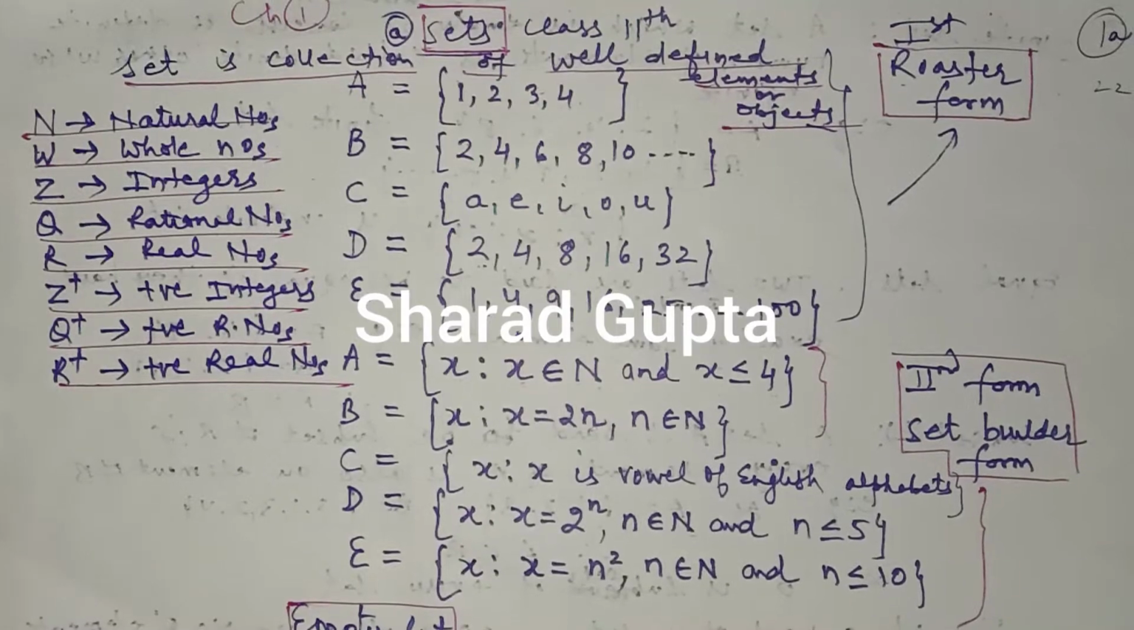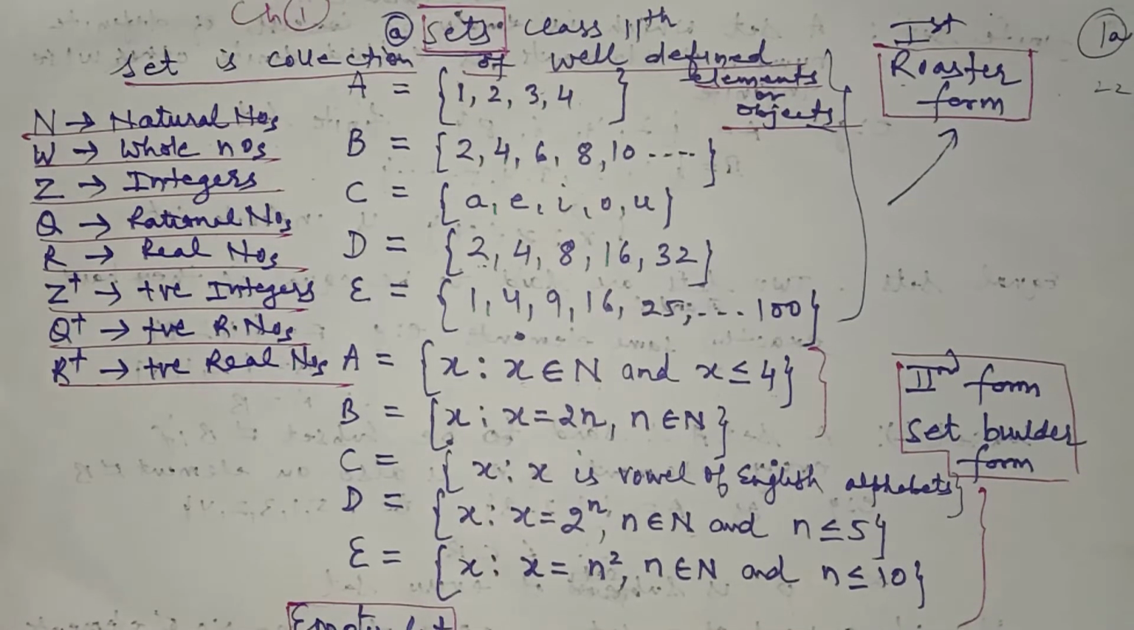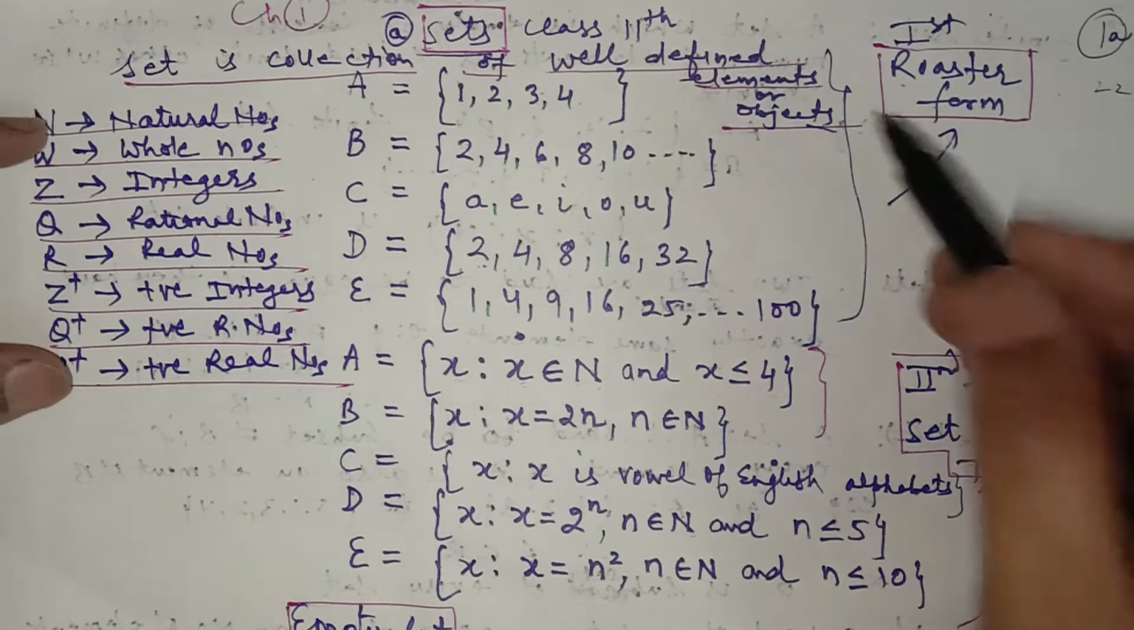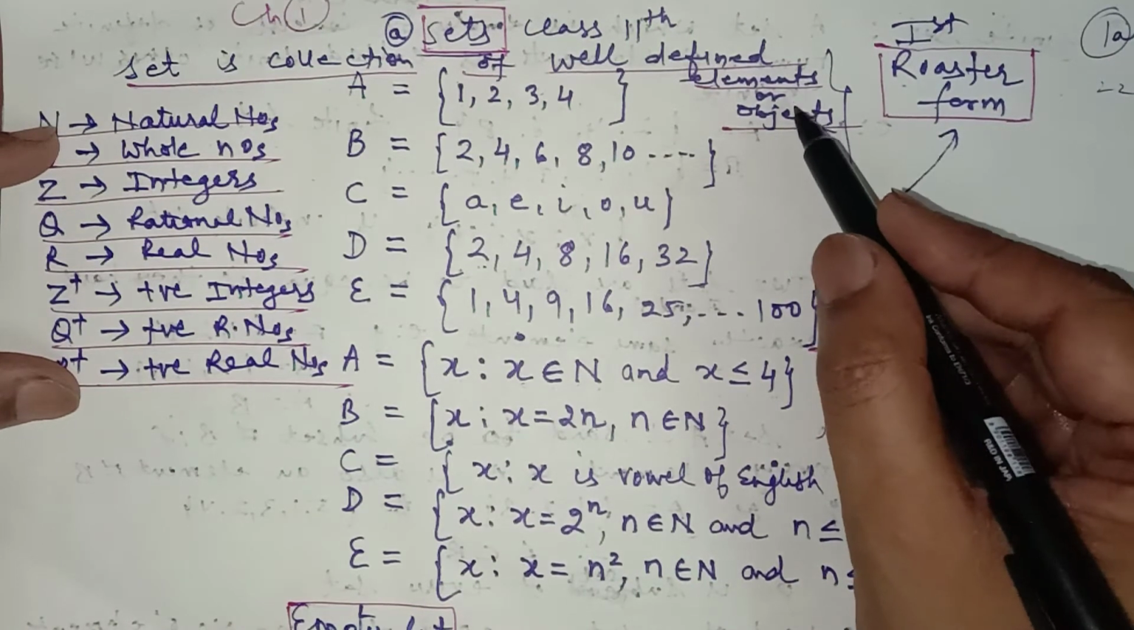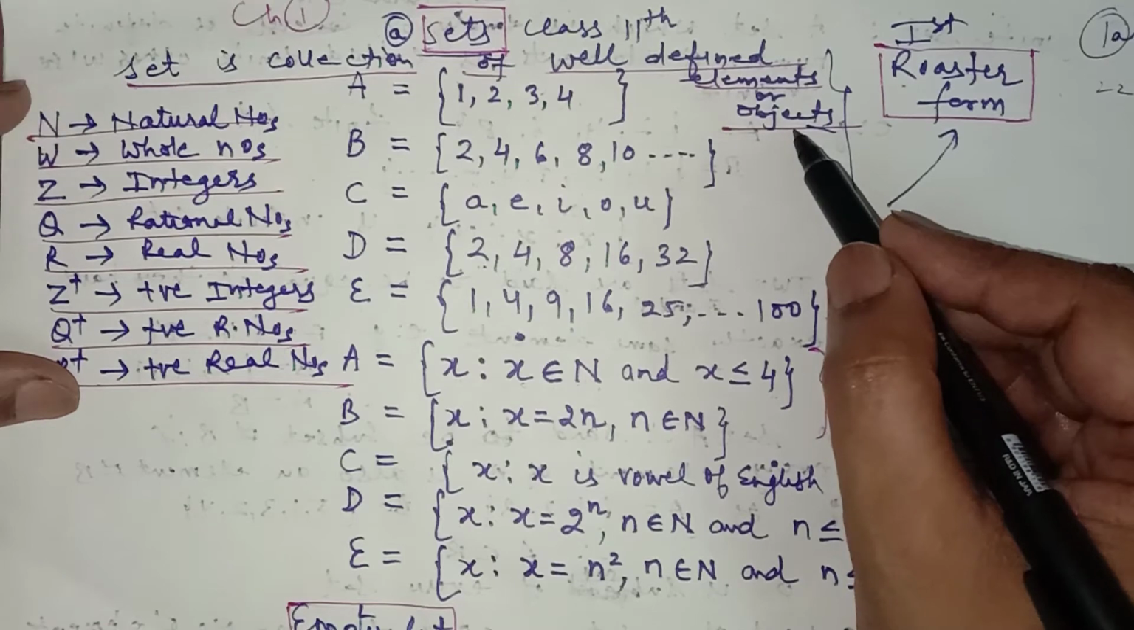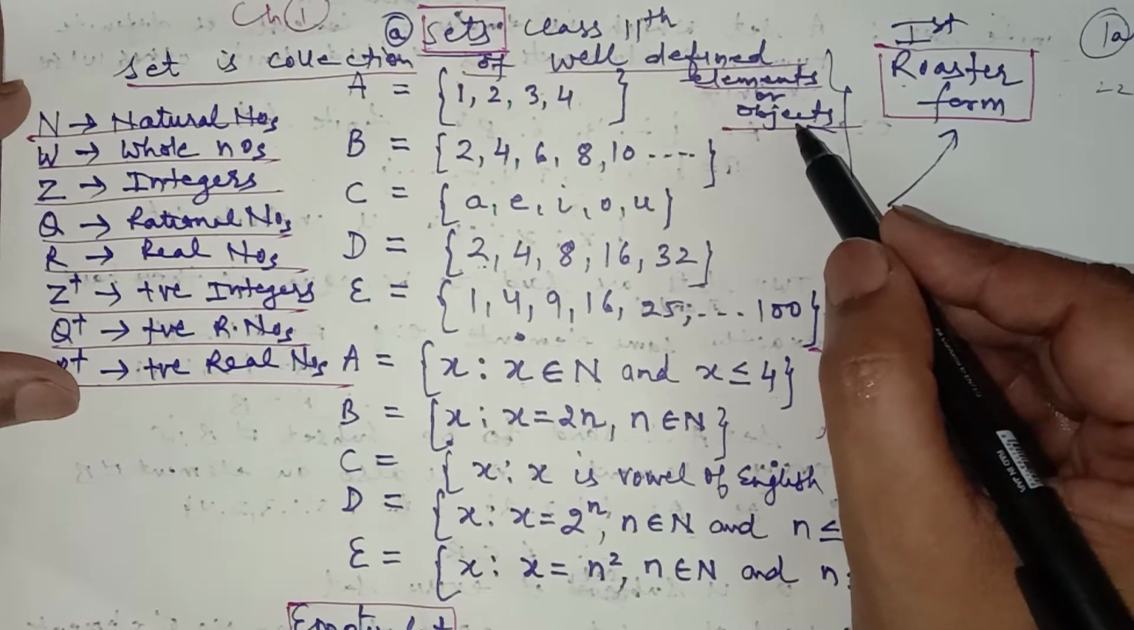This is lecture number 1 for the chapter Sets, class 11th, and we are doing the basics for it. First of all, we'll define what is a set. A set is a collection of well-defined elements or objects. It is a collection or a group of well-defined elements or objects. The elements should be well defined.